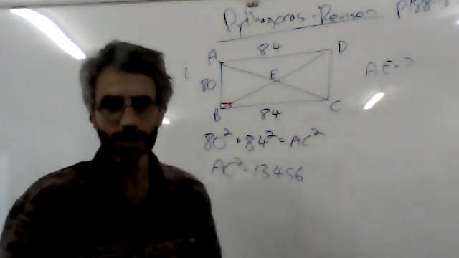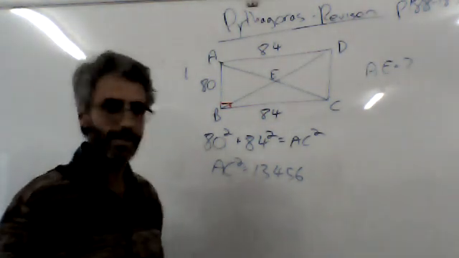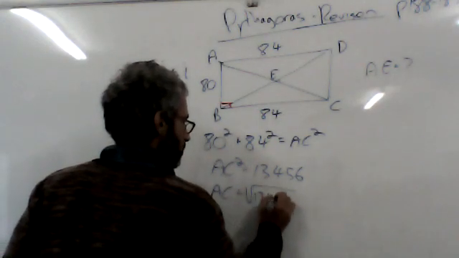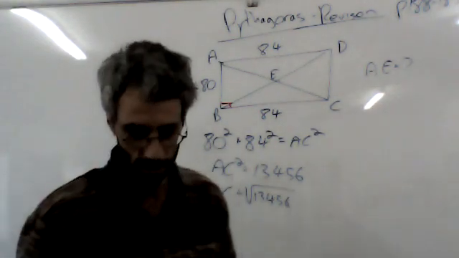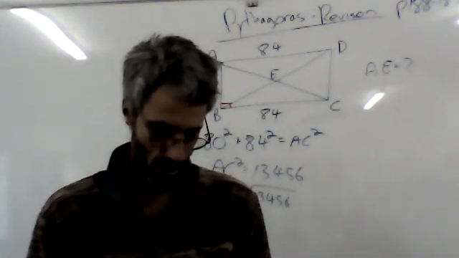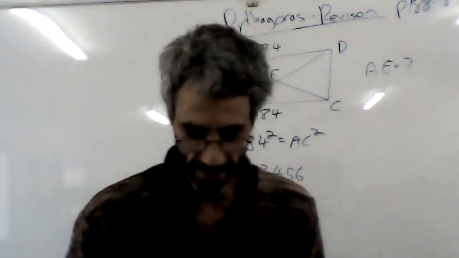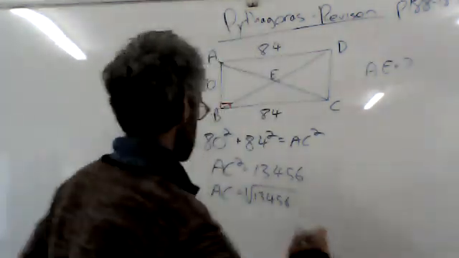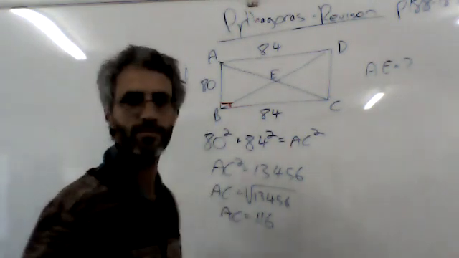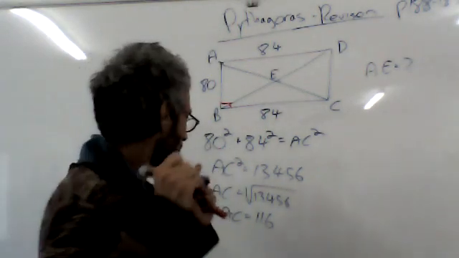Okay, and now I'm just going to find out what this AC is. I want to find out what AC is. So I'm going to put AC equals square root of 13,456. We'll do that. Okay, and I got 116. So AC equals 116. Okay, are we all right with that? Now, is this the answer?